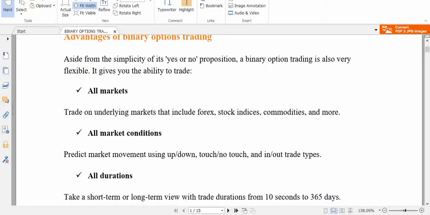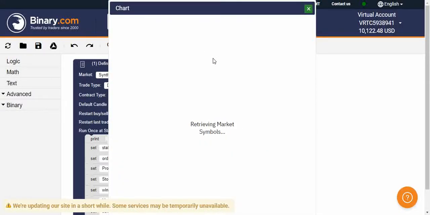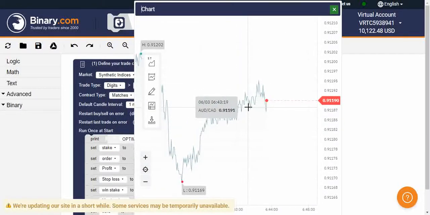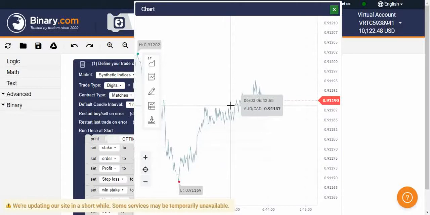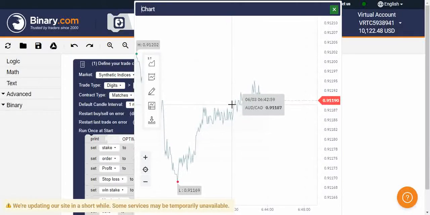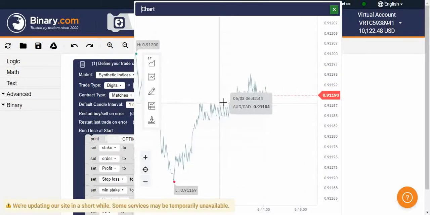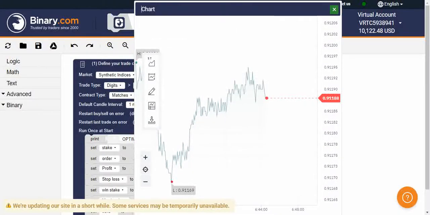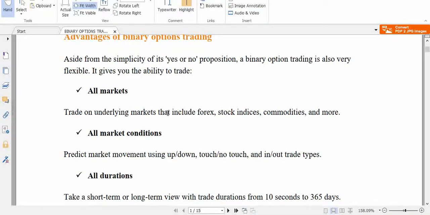For example, I want to show you a chart. Someone might be trading synthetic indices, but this chart I want you to look at. When I hover over the chart, you can see the date, time, and then Australian dollar against Canadian dollar. That information is from forex trade. That's how you can trade, and those are the advantages of binary options or binary trade.